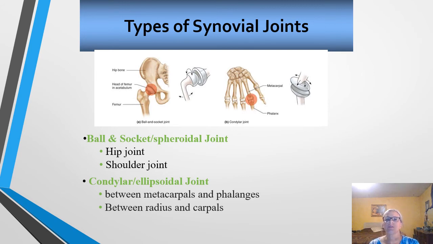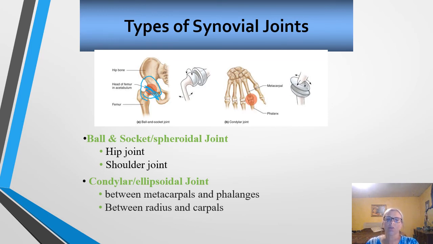Ball and socket, the shoulder is an example. The rounded head of the humerus and glenoid cavity of the scapula are examples as well. So ball and socket is a spheroidal joint, kind of a weird word. That's like your hip and shoulder joint, that rotates around. You can see here in the picture the head of the femur fitting into the acetabulum of the pelvis, and so it's really like a ball, okay?